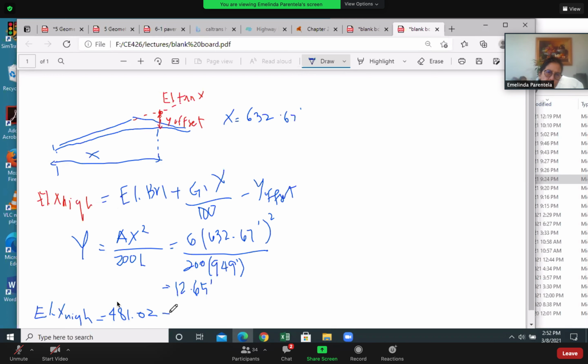481.02 plus G1x. How much is G1x? That is 4 times 632.67 over 100.